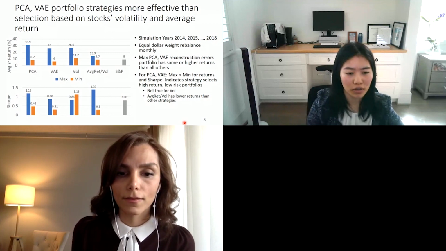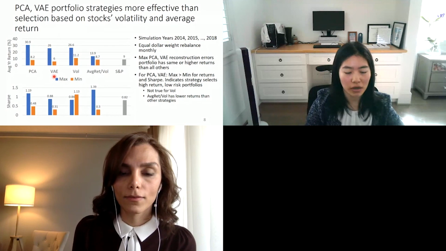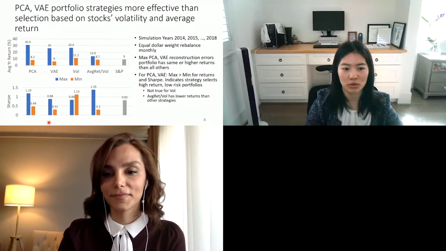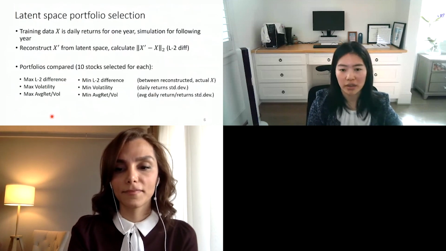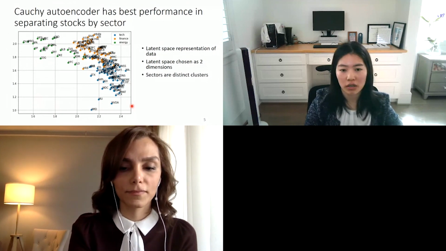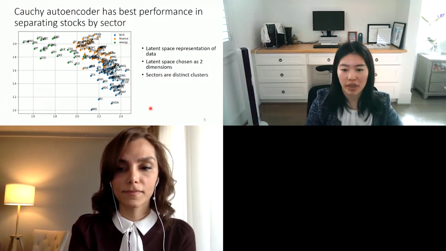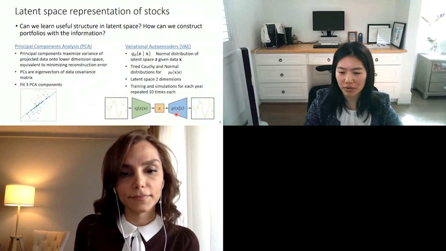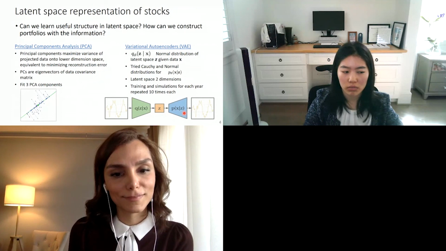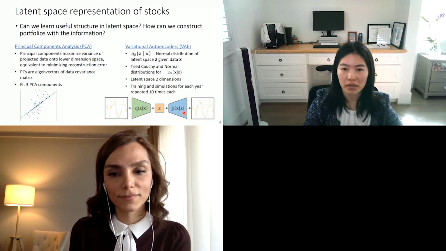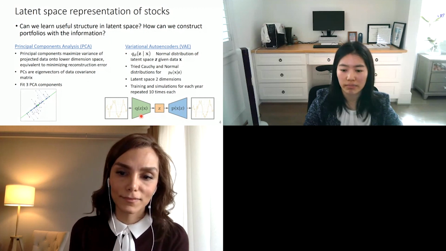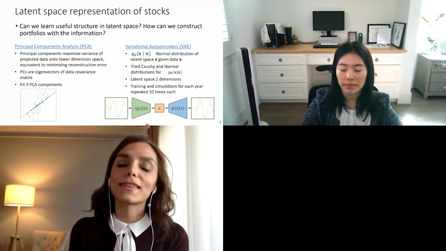Yes, so for the autoencoder, the normal and the Cauchy autoencoders both had similar results in our simulations, but the latent space for the Cauchy autoencoder did look better. And for these neural networks, I think it was maybe 1 or 2 hidden layers with about 500 nodes each, something like that. And yeah. Okay, great. Thank you so much.